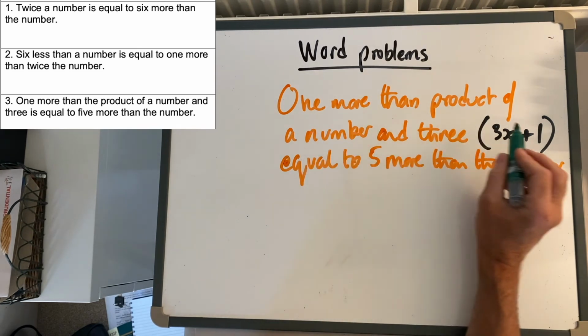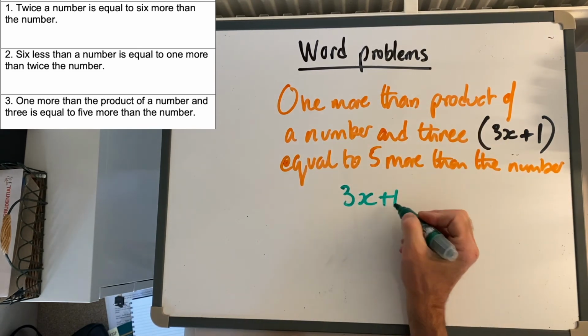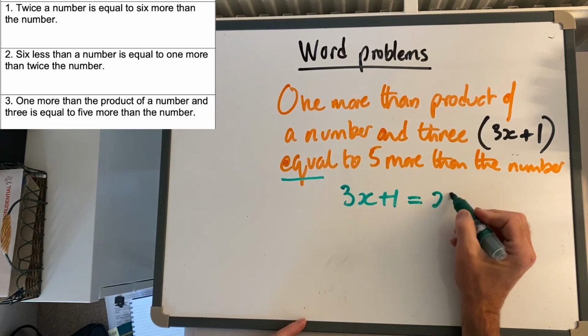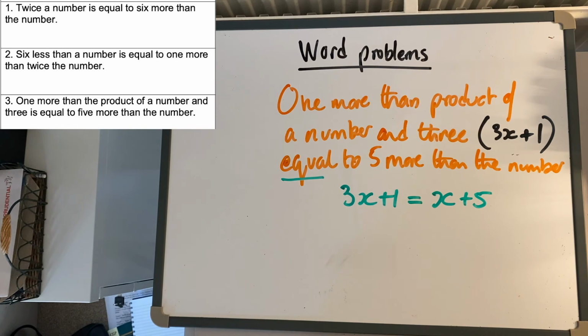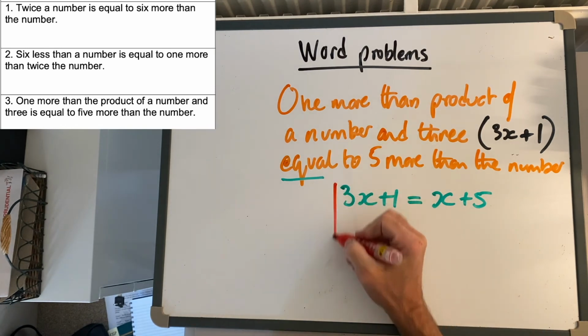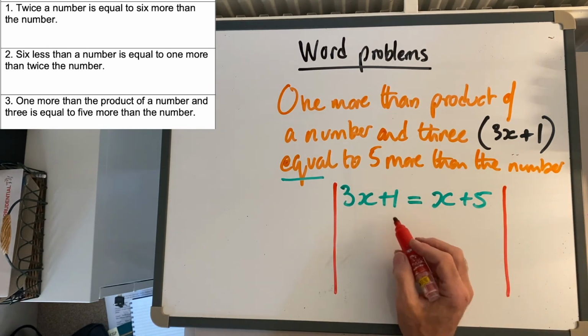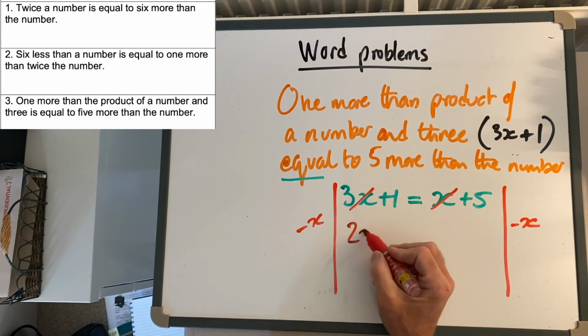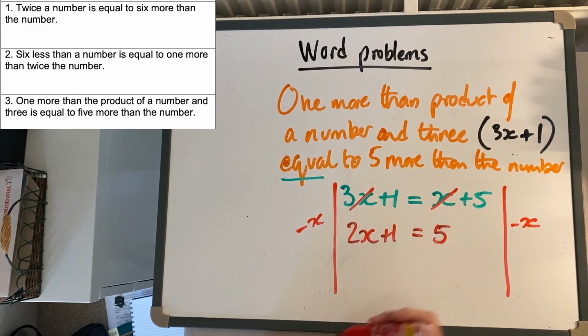So we go 1 more than the product. So we've got that already. 3x plus 1 is equal to 5 more than the number. So we've got x plus the 5. So x on both sides again. So we need to solve this. So I'm going to get rid of the x from both sides. Boom, boom. That's 2x plus 1 equals 5.